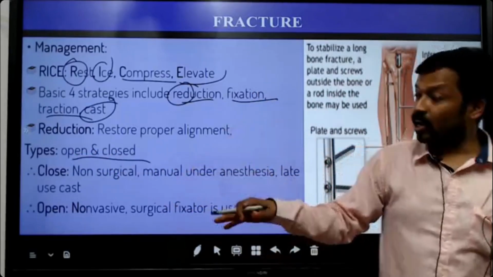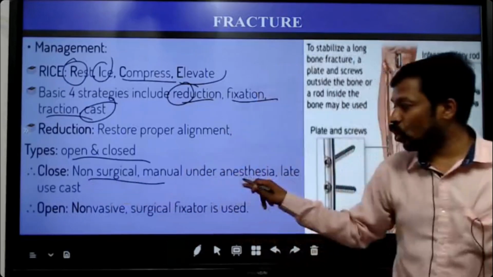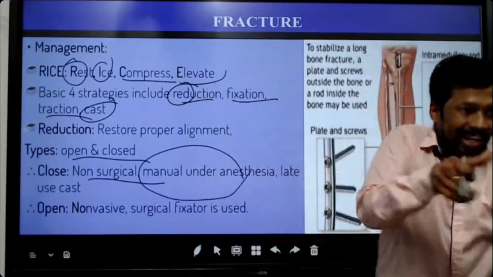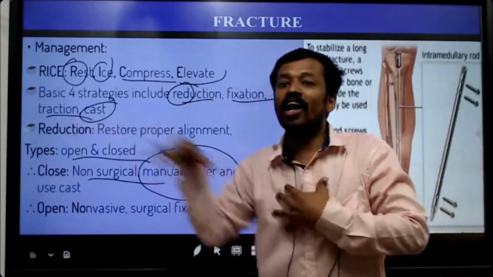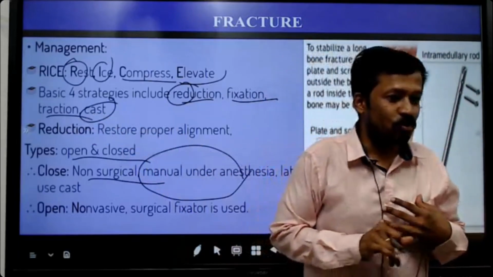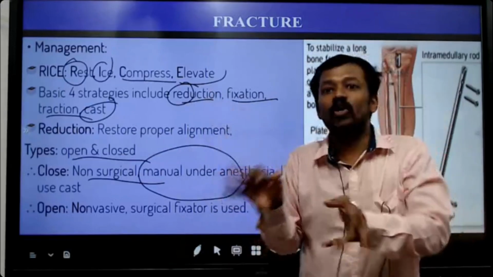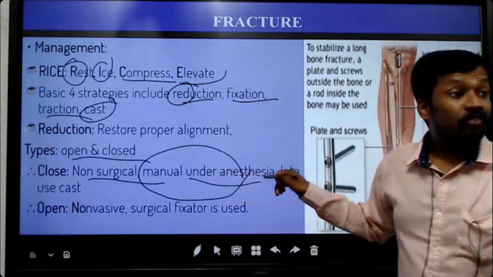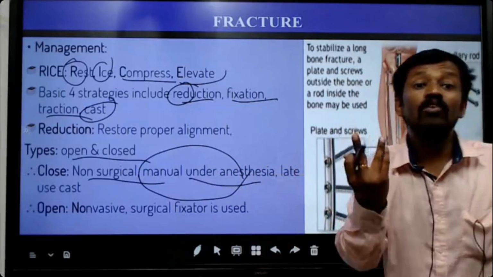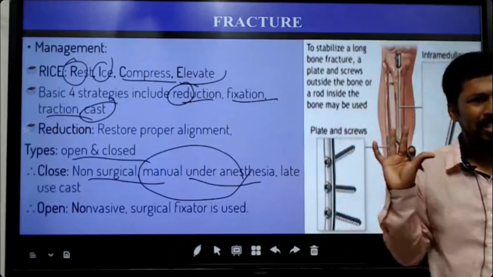Surgical, non-surgical. Closed means non-surgical, they do it manually. Doctor does it, nursing officers do it. As a teamwork, they will do it. That is closed reduction. And if the patient is having pain, we will give local anesthesia. Only local anesthesia. Okay, fine.